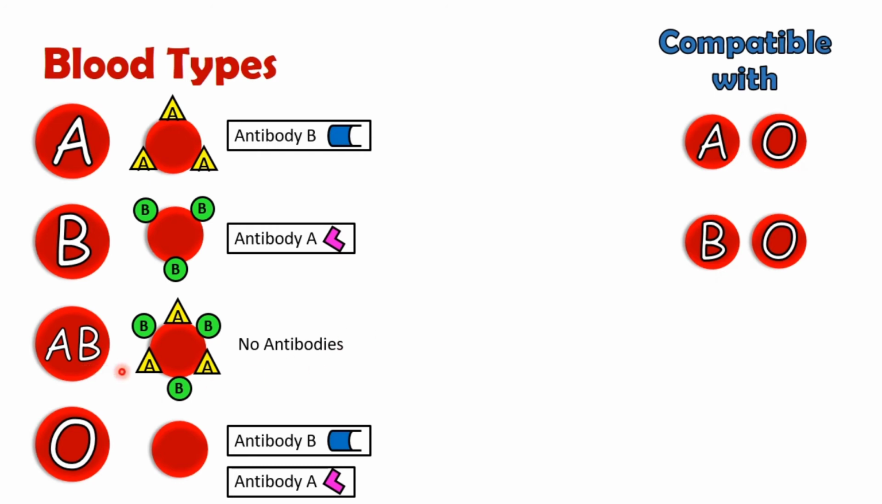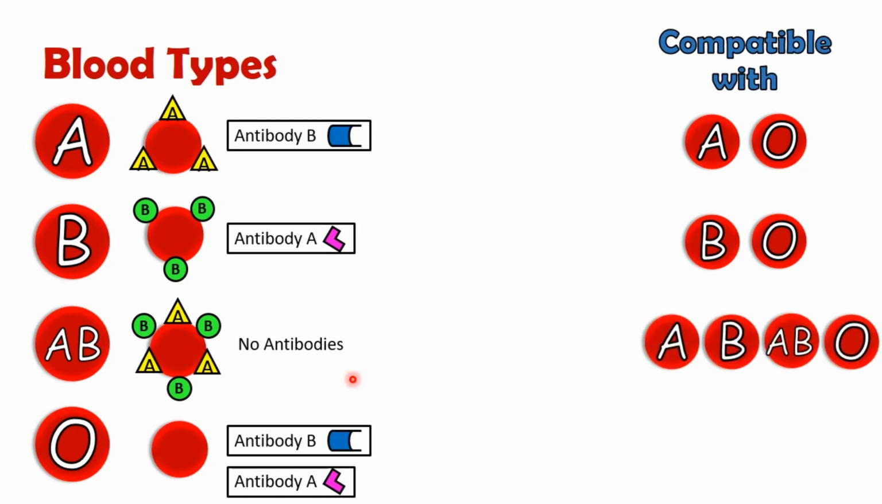Next, for the AB, it means that there are both antigens, antigen A and also antigen B. So remember the opposite concept. When both of these antigens are present, there are no antibodies. So AB can receive from A type, B type, AB and also O type, meaning that no reaction occurs with these bloods. So the AB can receive from all of these kinds of blood.